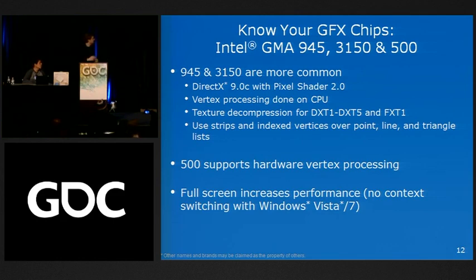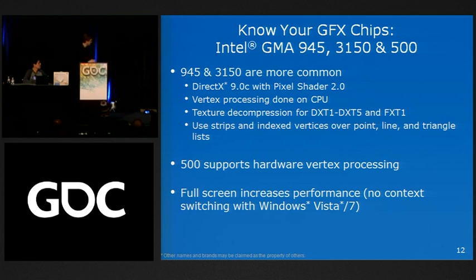Okay, so on that tangent, the 500. The 500 does do vertex processing in hardware. The only thing that you really need to know between the two is, one, you should validate on the 945 or 3150, one of those platforms, and you should validate your graphics on a 500 as well. The 500 is the same thing. We're talking DirectX 9c, Shader Model 2, all the same stuff for graphics. They both support the same level of OpenGL. So they're very similar, but like I said, there's a little bit of difference in what's getting done in hardware, so it's worth validating on both of them.